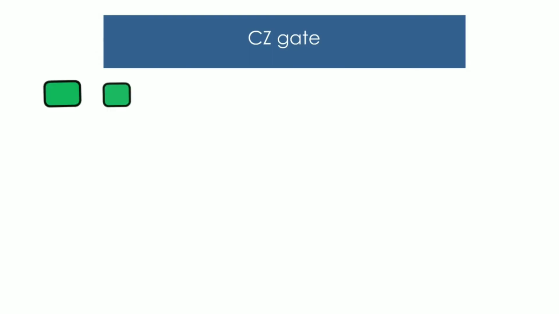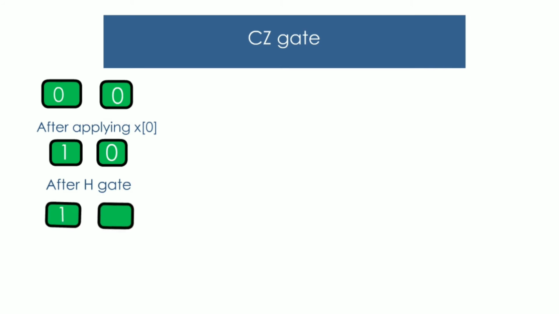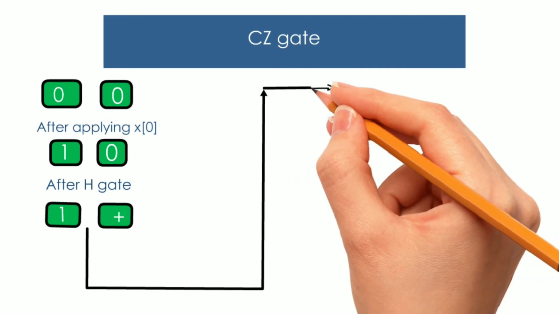Let us see how we got that output. Initially the qubits were 0 0. After applying X gate to the 0th qubit, the 0th qubit flipped to 1. Then we applied H gate to the first qubit. After we applied H gate to the first qubit, the 0 turns to positive.